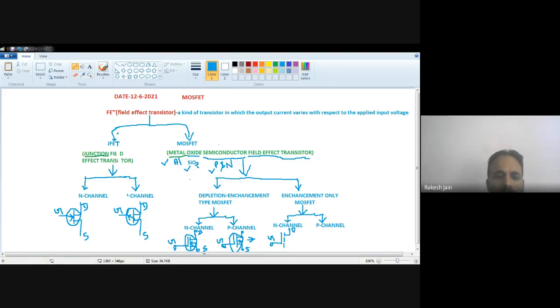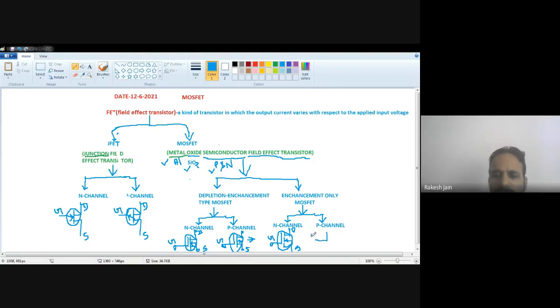The lower terminal is your source terminal. But the arrowhead is towards the input side. So this is your source. And for the P channel, the arrowhead is only on the output side.